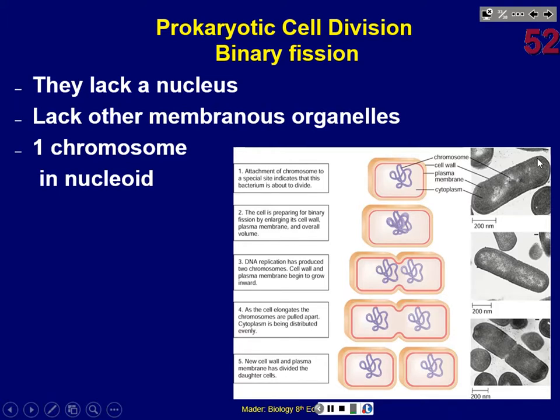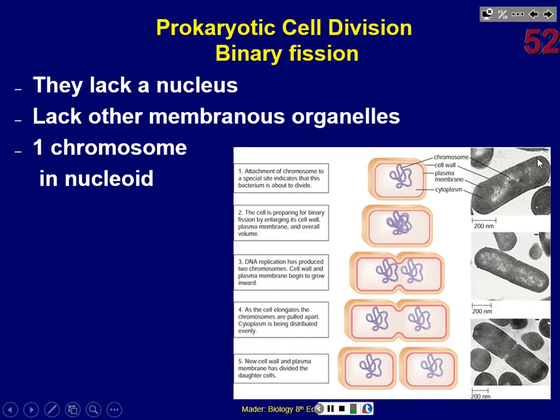So the first thing that happens in prokaryotic cell division, or binary fission, is that the chromosome is going to attach to the inside of the plasma membrane. So now my chromosome is attached. It replicates itself. So in this cell right here, we have two copies of that single chromosome.